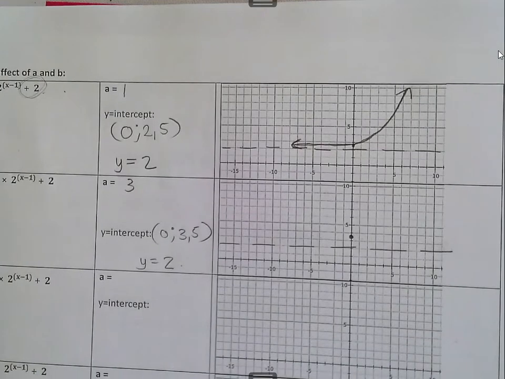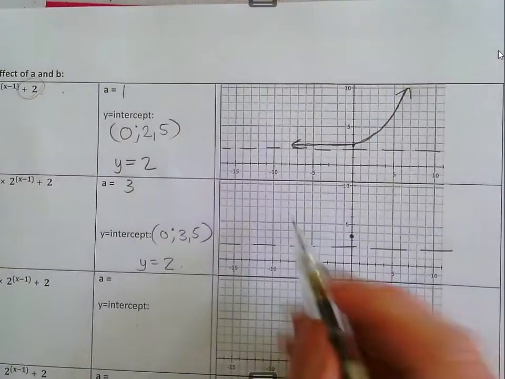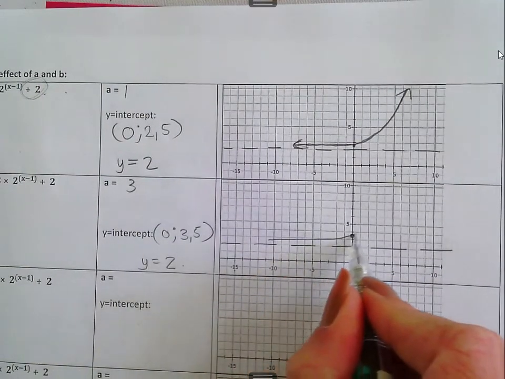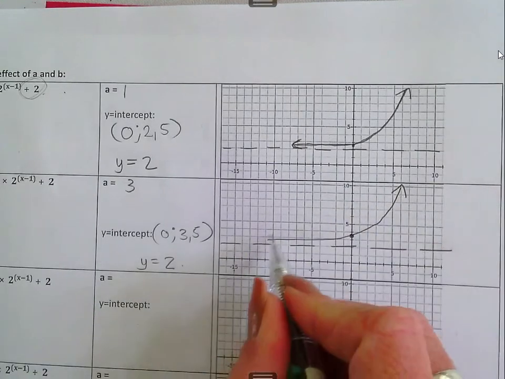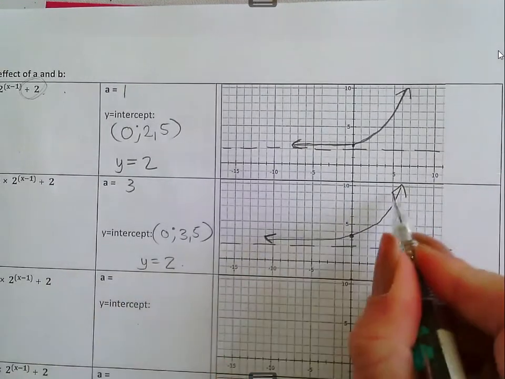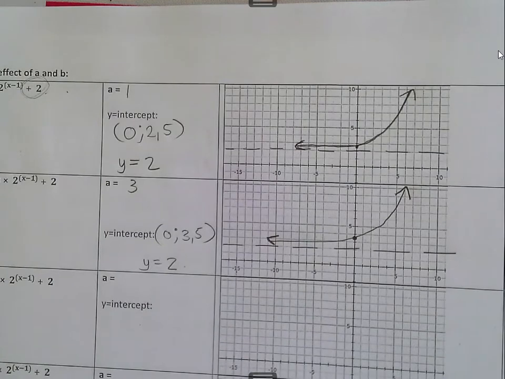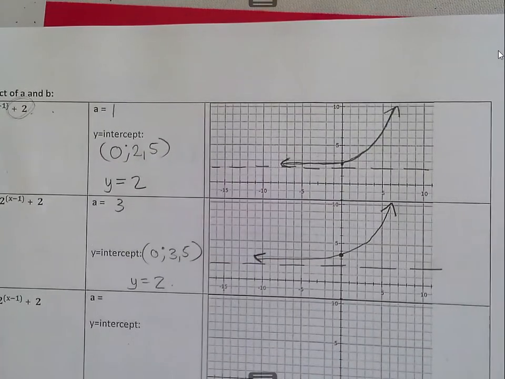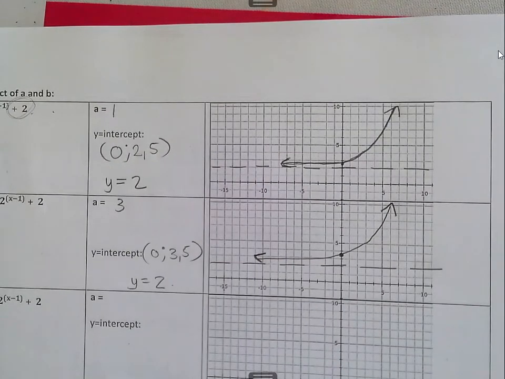What is the value of B? 2. So what will the shape look like? Once again, the same. Increasing. So it looks almost the same, except it's moved up a bit.